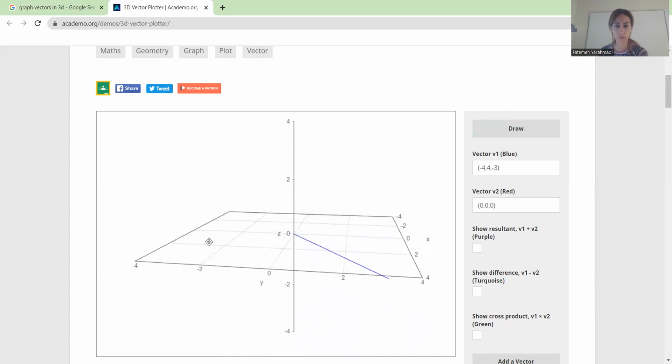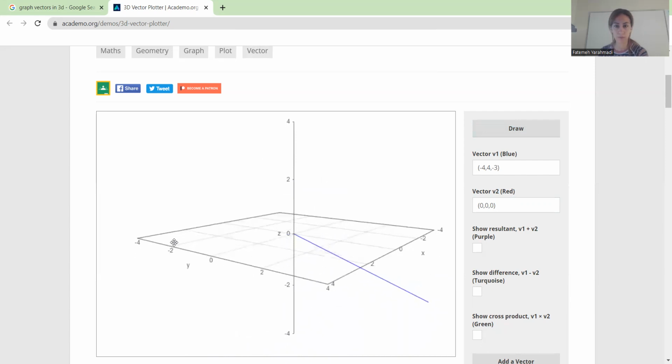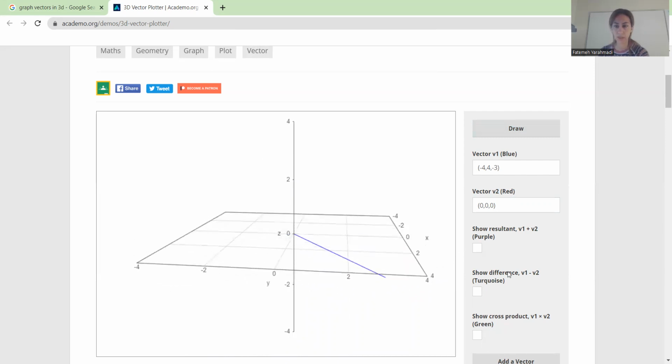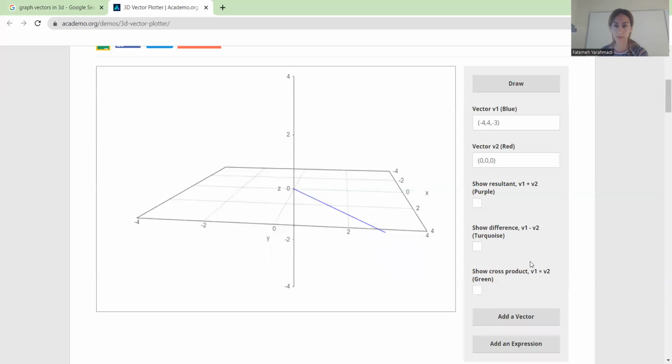Take a look at the direction of the vector. So as you can see, we have different operations combining vectors together. I'm going to go over those operations together.